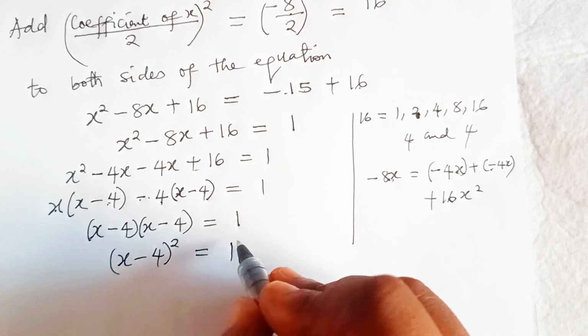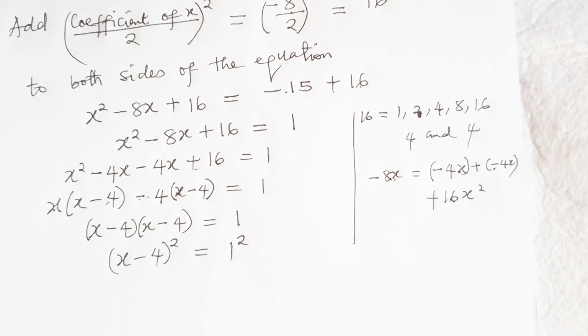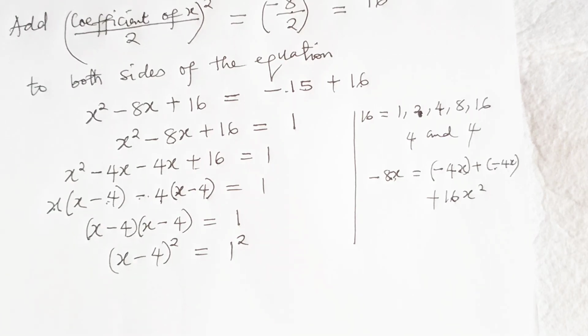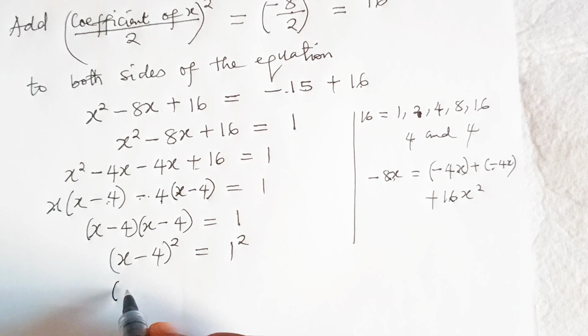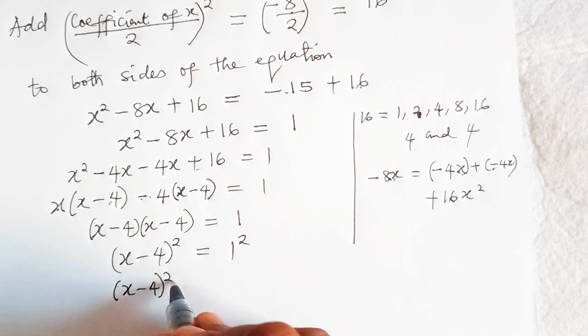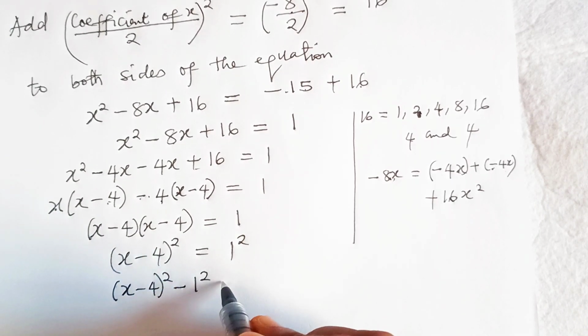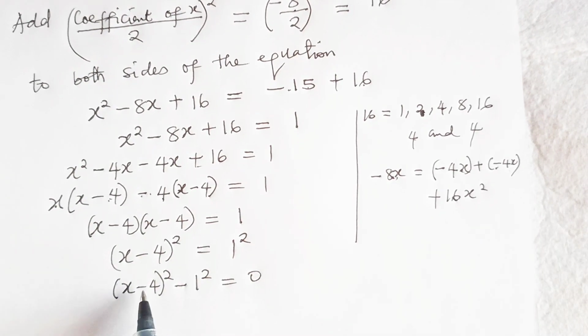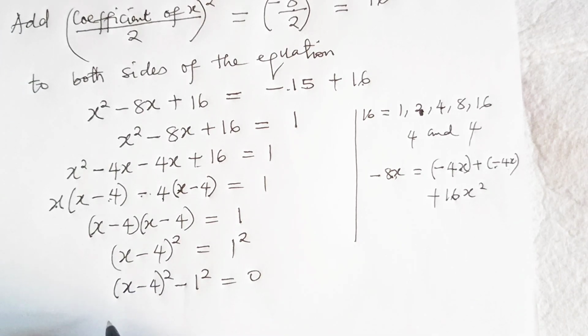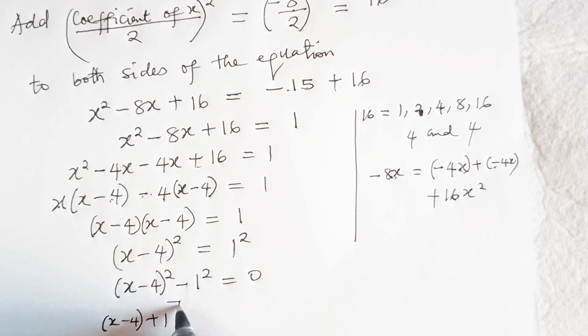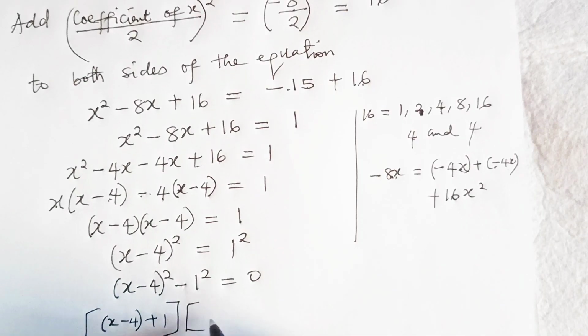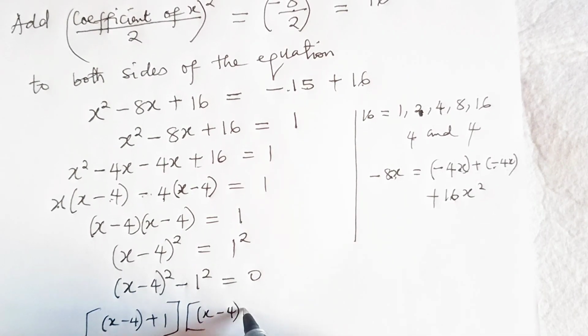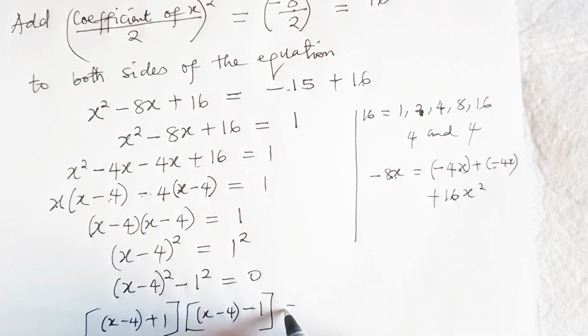I can equally write 1 as 1 squared. So I can write this equation as x minus 4 squared minus 1 squared equal to 0. So here I have a difference of 2 squares. I can express this difference of 2 squares as x minus 4 plus 1 multiplied by x minus 4 minus 1 equal to 0.